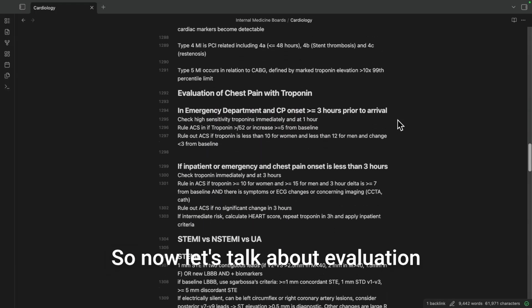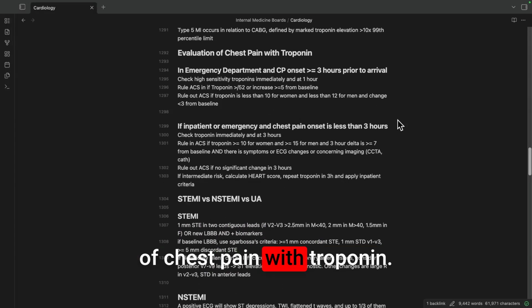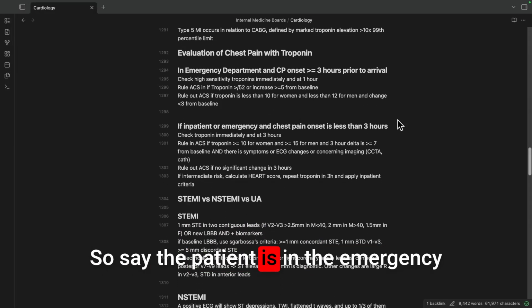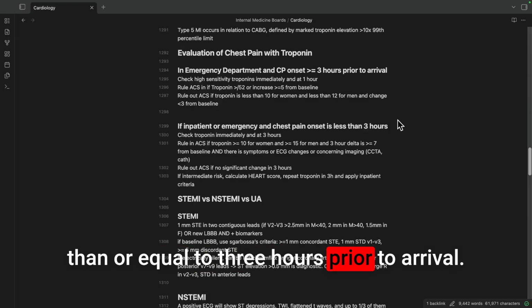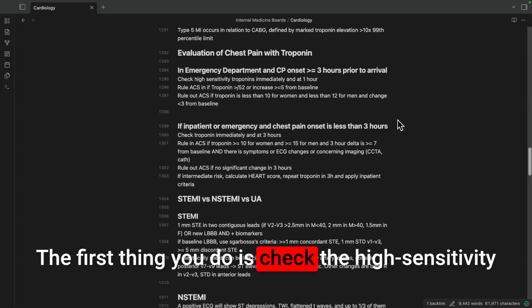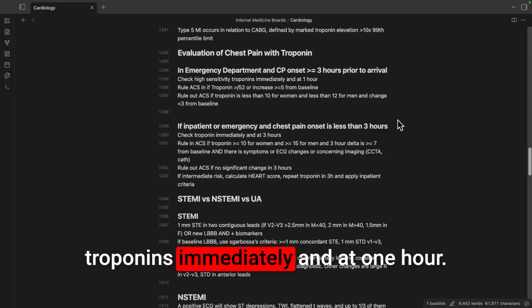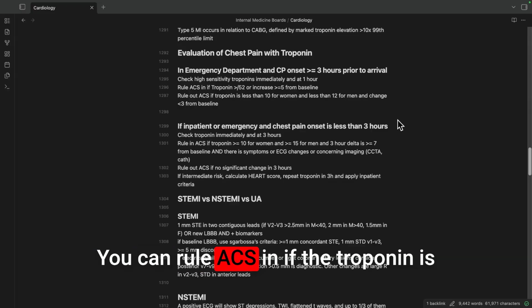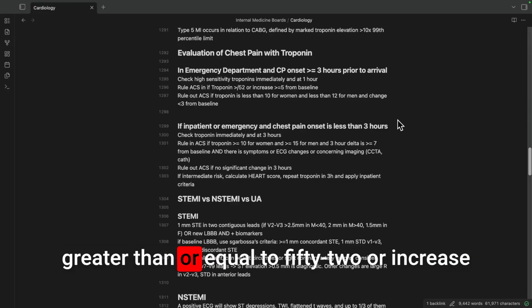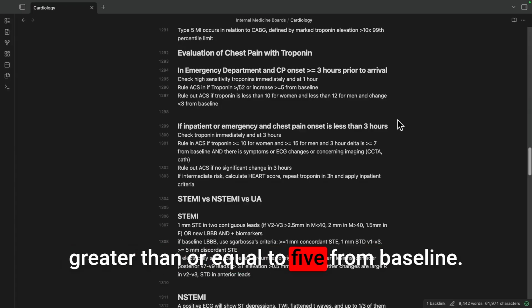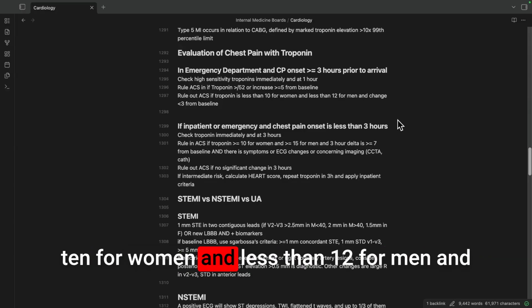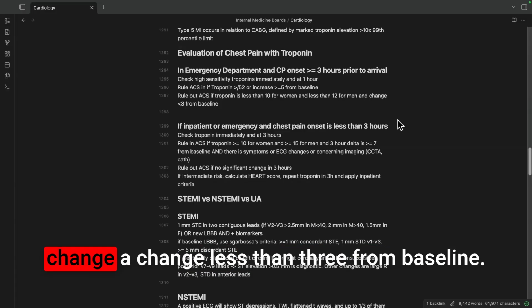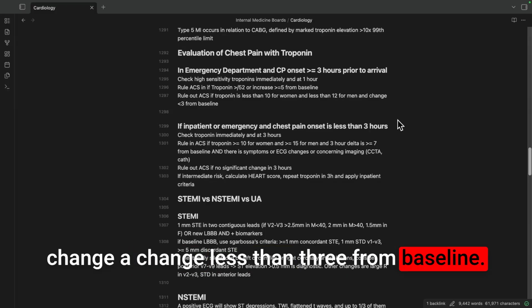So now let's talk about evaluation of chest pain with troponin. Say the patient is in the emergency department and the chest pain onset is greater than or equal to 3 hours prior to arrival. The first thing you do is check the high sensitivity troponins immediately and at 1 hour. You can rule ACS in if the troponin is greater than or equal to 52 or increases by greater than or equal to 5 from baseline. You can rule out ACS if troponin is less than 10 for women and less than 12 for men, and change less than 3 from baseline.